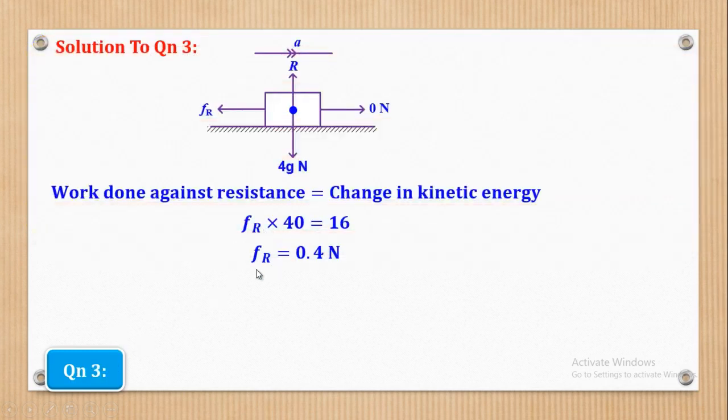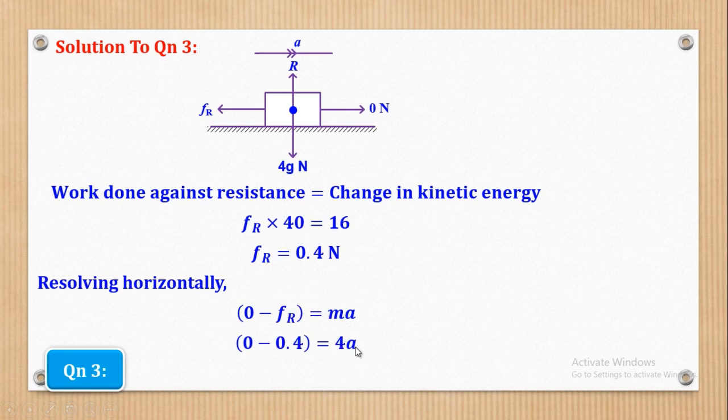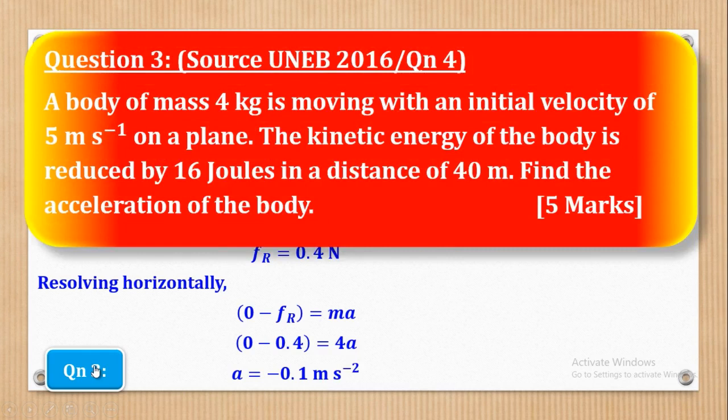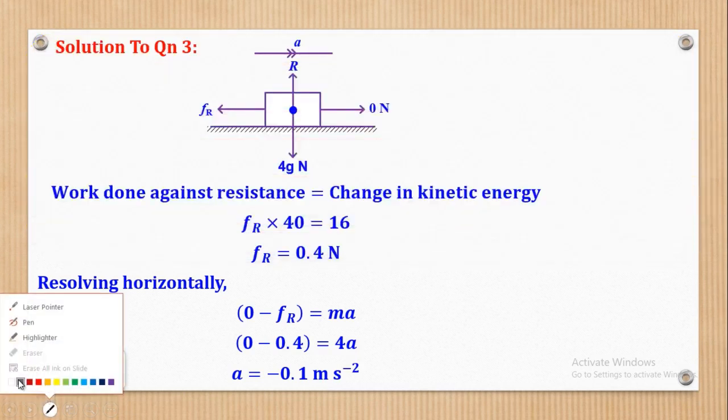So now that I've got Fr, I'll resolve horizontally and use Newton's second law to come up with the resultant force, 0 minus the resistance, which is Fr, being equal to Ma. Now I know Fr, I also know M as 4 kilograms, so I can substitute to remain with A as an unknown. And when I make A the subject, I come up with A being equal to negative 0.1 meters per second squared. So basically that's what they wanted in this question, and now let's see how marks can be awarded.